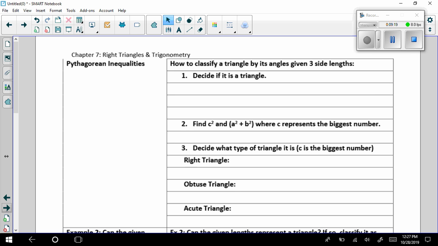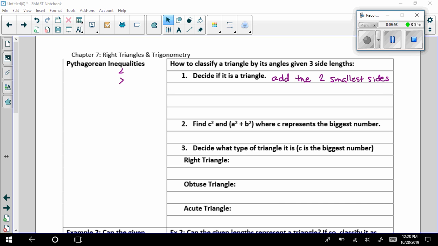Okay, so we can also use an inequality. So remember, your inequalities are less than, greater than, to determine whether or not something is a right triangle or obtuse or acute. So we use that with Pythagorean theorem, and we just compare the 2 sides. So first decide if it is a triangle, okay, because sometimes you have side lengths that aren't even a triangle at all.